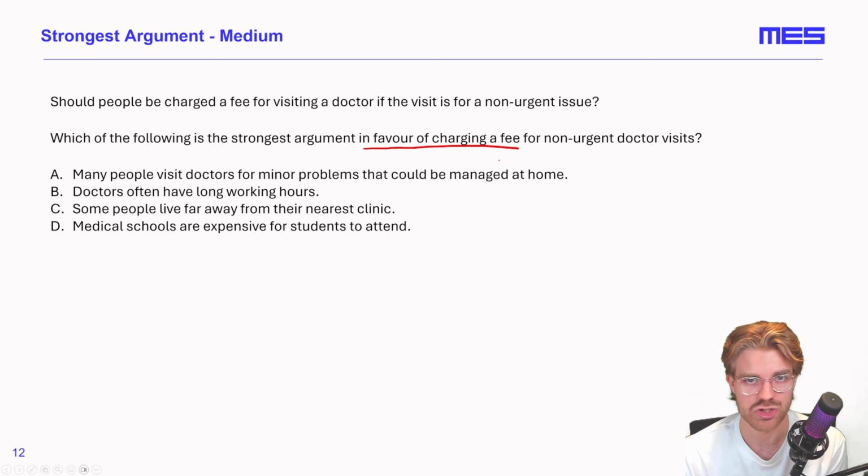Which of the following is the strongest argument in favour of charging a fee for non-urgent doctor visits? Look really carefully at the question, because here we're talking in favour of charging a fee. There's different ways that question could be phrased. It could be phrased as in favour of not charging a fee or against charging a fee. Make sure you read that carefully. Let's take a look at our options.